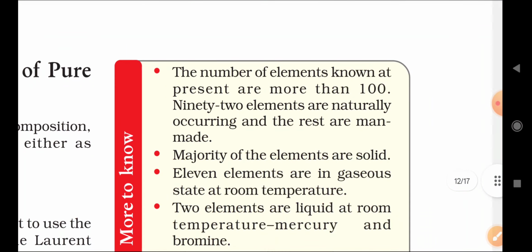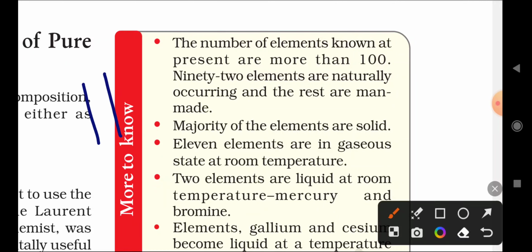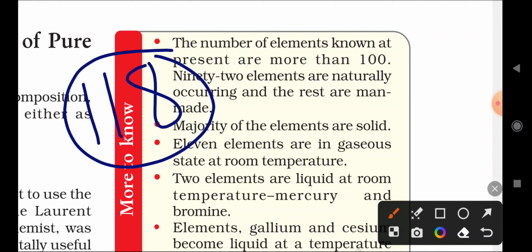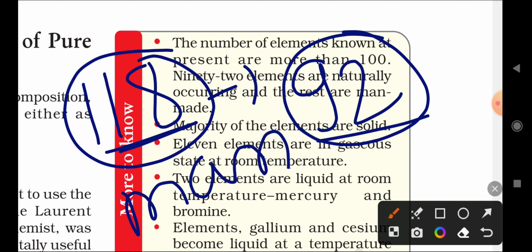Total how many elements are discovered till now? A total of 118 elements are discovered. From that, 92 are naturally occurring, and the remaining are man-made, or prepared in laboratories.